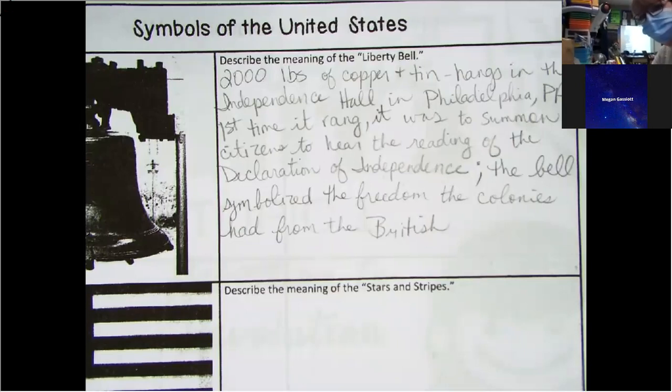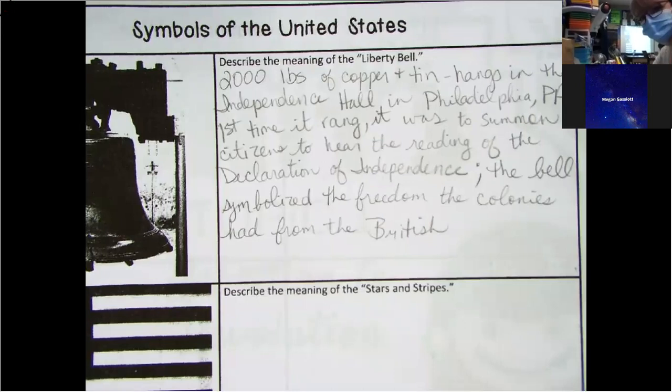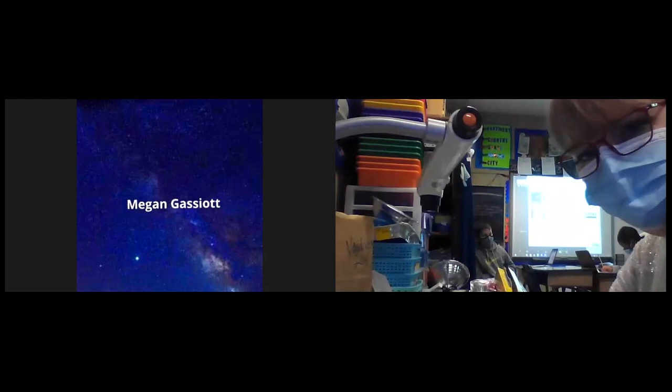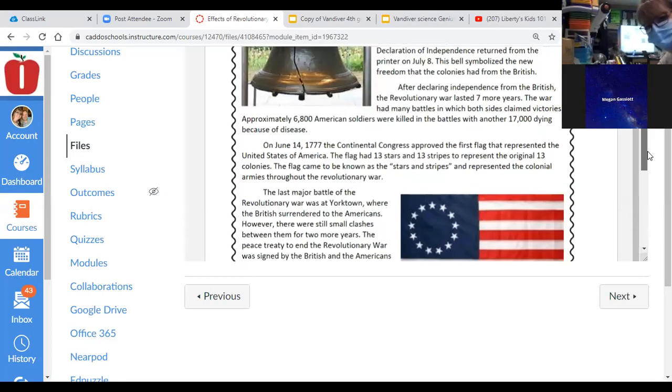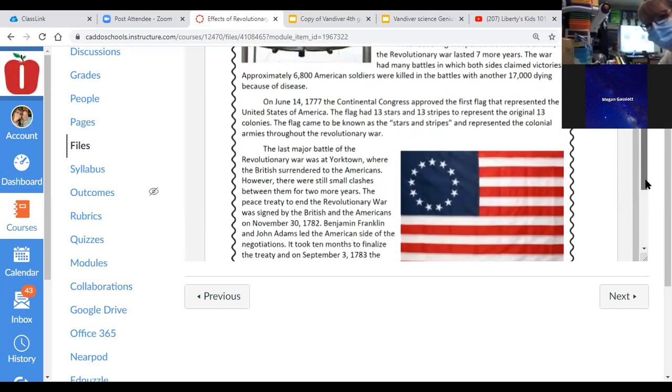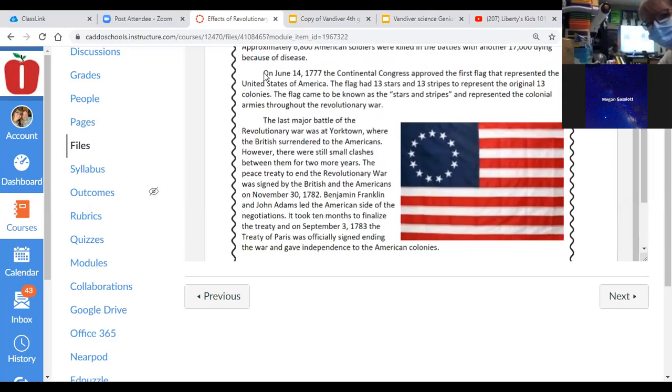All right, let's get back to the article so we can read about or find the meaning of stars and stripes, okay? Okay, so we pulled out the meaning of Liberty Bell. Let's pull out the meaning of stars and stripes. It's going to be in this area. Look where the arrow is.